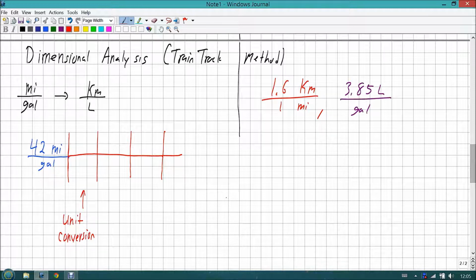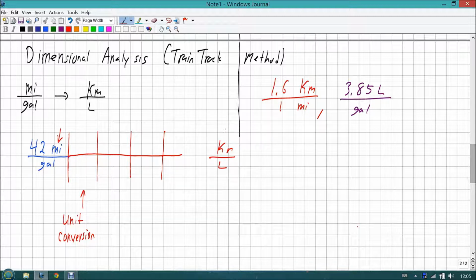So how do I go about doing this? Well, to do it, I first start looking at my unit on top. My unit on top is miles, and when I want to convert, I want that unit to go away. I want to be left with kilometers per liter. This is my final destination on this one. So the first thing I want to eliminate is my miles. I want to turn my miles into kilometers.